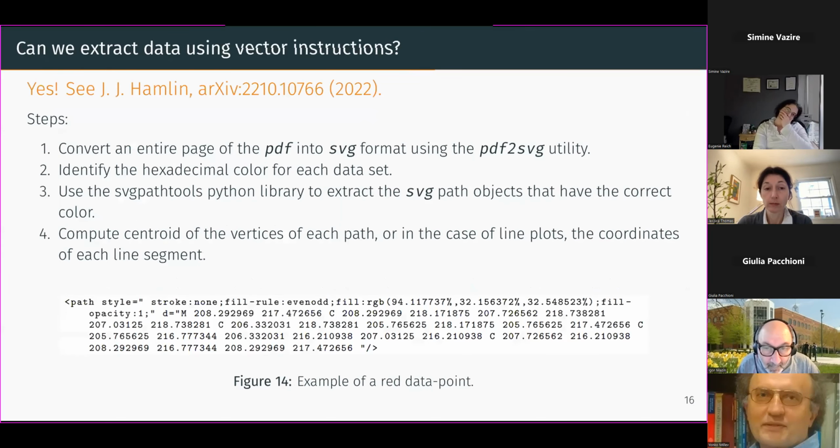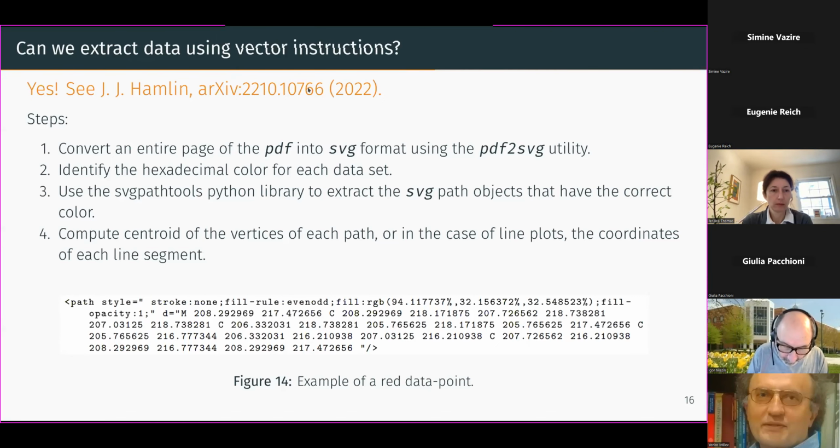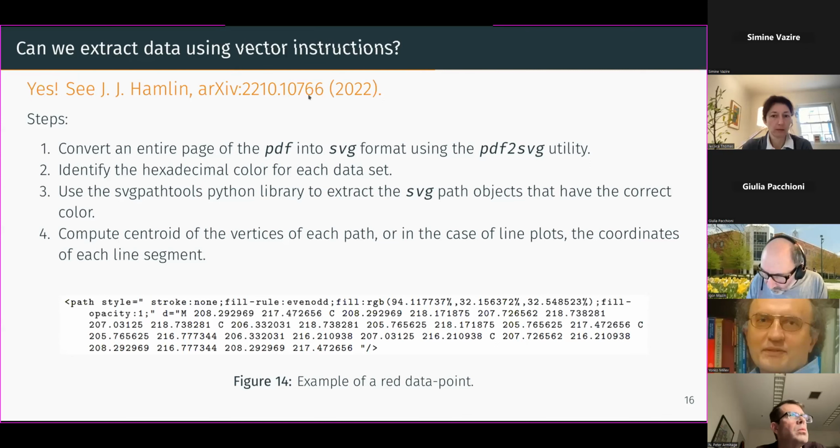Okay, so can we extract the data using vector graphics instructions? The answer is yes. You can read about that in this archive post, which also has a link to a GitHub repository that contains all the methods used to do this, all the methods used to generate the plots in this paper. There's also a Zenodo repository that has all the data that I extracted using this method.